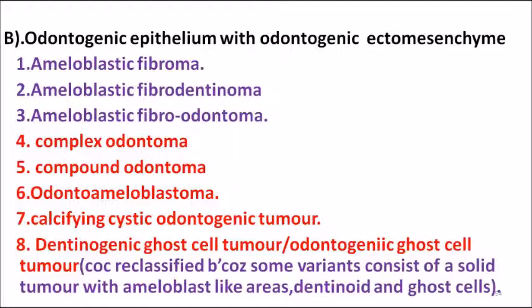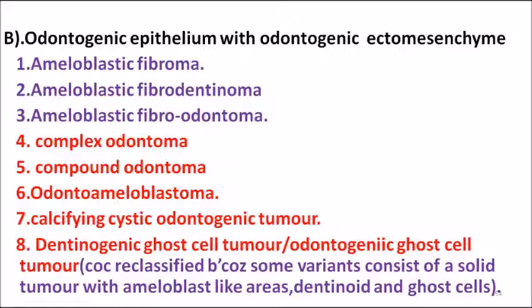Clear? Now coming to the second subdivision under benign: the tumors originating from both epithelium as well as ectomesenchyme. Ectomesenchyme means connective tissue. It includes ameloblastic fibroma, ameloblastic fibrodentinoma, ameloblastic fibro-odontoma, and the ones I have given in reading: complex odontoma, compound odontoma, odontoameloblastoma, calcifying cystic odontogenic tumor, and dentinogenic ghost cell tumor. All these are very, very important, that is why I have given them in reading.